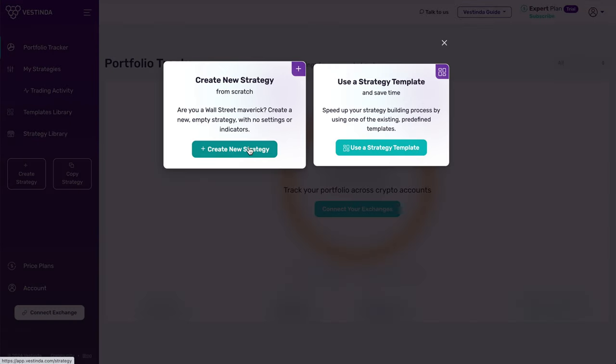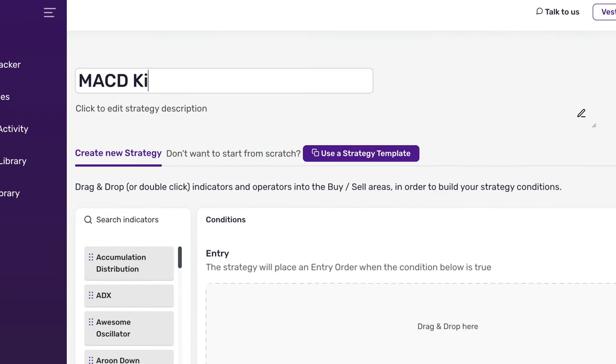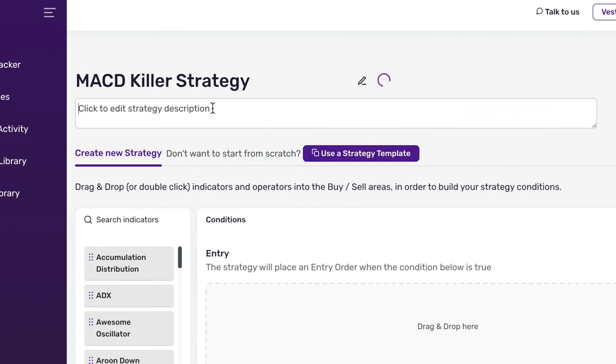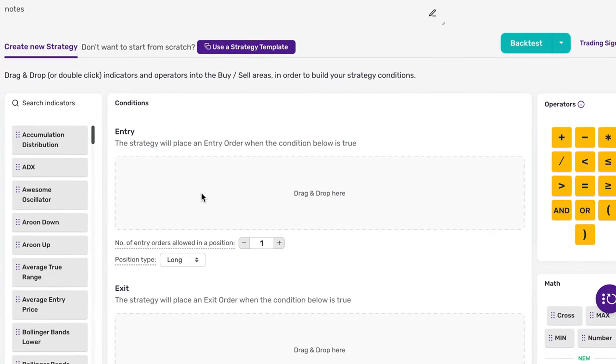Here, I logged in my Vestinda account and created a new strategy. Now I'm going to enter the strategy name. I'm going to use MACD killer as the strategy name for this one. It doesn't just have a killer name, it outperforms the basic MACD crossover strategy at every turn. Now, let's set up our buy conditions.